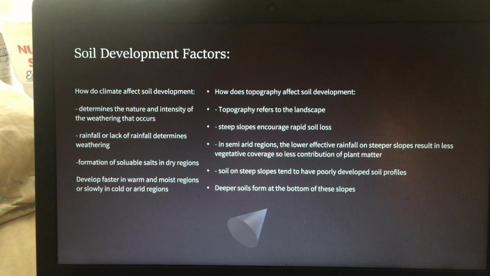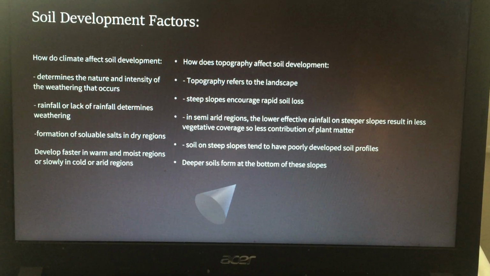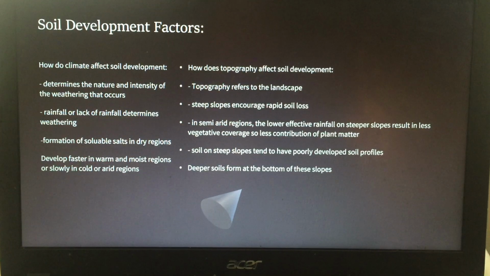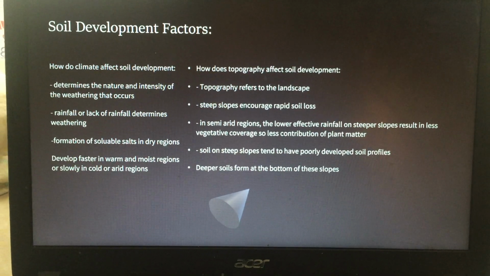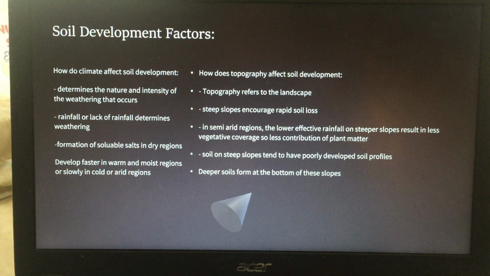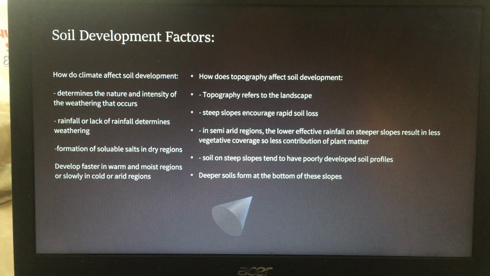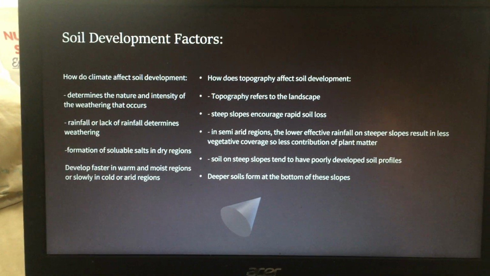So how does topography affect soil development? Well, first off, topography refers to the landscape. So steep slopes encourage rapid soil loss. And in semi-arid regions, the lower rainfall on steeper slopes results in less vegetative coverage. So that's going to be less contribution to our plant organic matter. And soil on steep slopes tends to have poorly developed soil profiles because of the rapid soil loss.